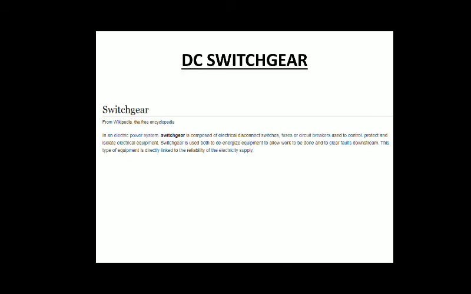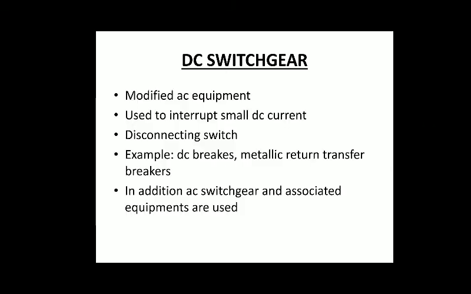Now, DC switchgear. So what is DC switchgear? According to Wikipedia, in an electrical power system, switchgear is composed of electrical disconnect switches, fuses, or circuit breakers used to control, protect, and isolate electrical equipment. Switchgear is used both to de-energize equipment to allow work to be done, and to clear faults downstream. This type of equipment is directly linked to the reliability of electric supply.